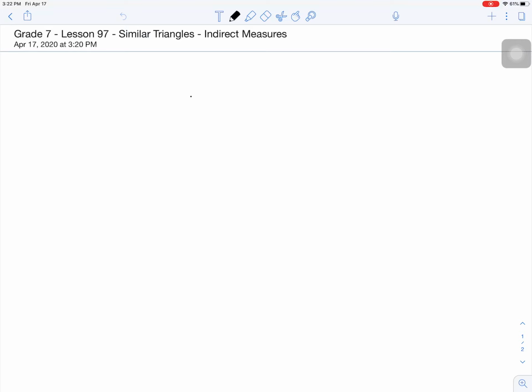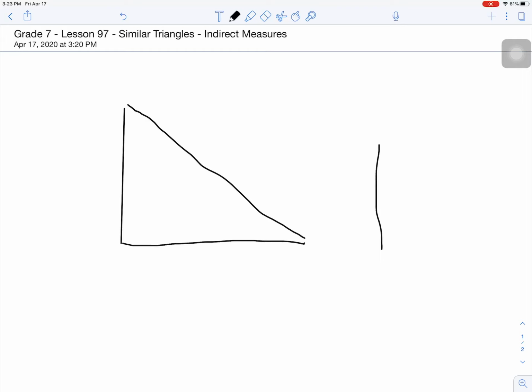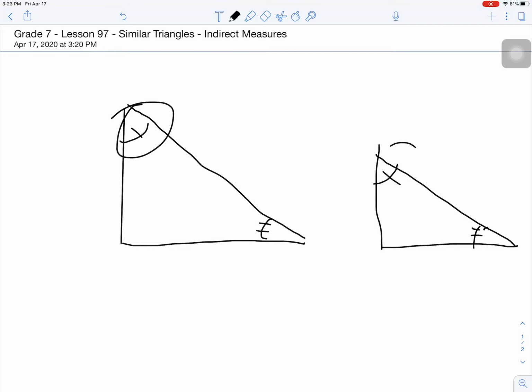All right, grade 7, we're going to be working through triangles. So let me just draw one here for you. And we're talking about similar angles in triangles. But say we have two right triangles and they're marked off. Now mine don't look that way, but they're marked off like so and like so.